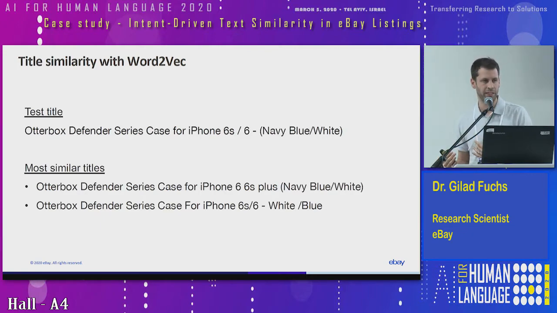And indeed, when we use this method, you can see in this example of a test title we use, finding the most similar titles based on Word2Vec representations with a simple average, we see in just a single example that things look relatively fine. We have more or less the same item. And that's true in many of the cases.